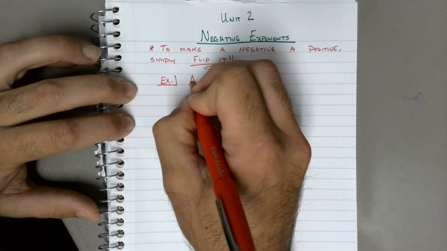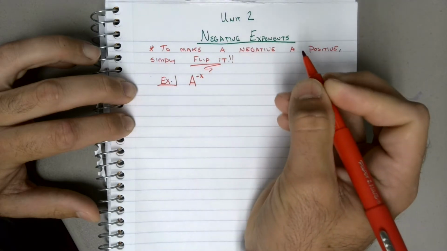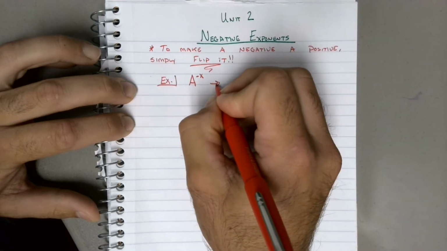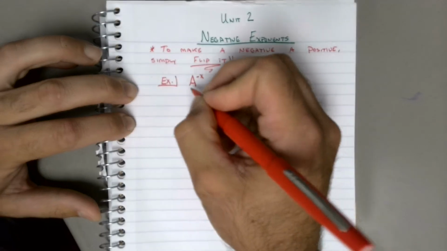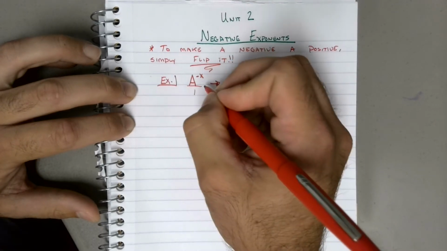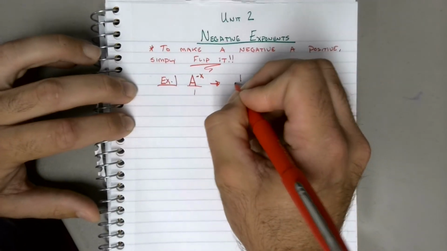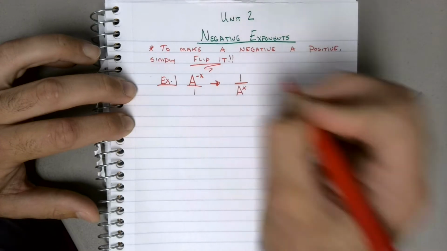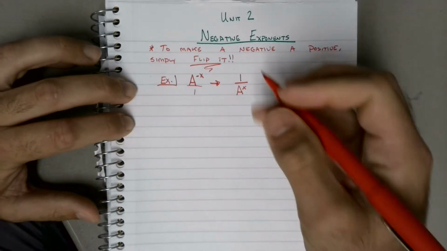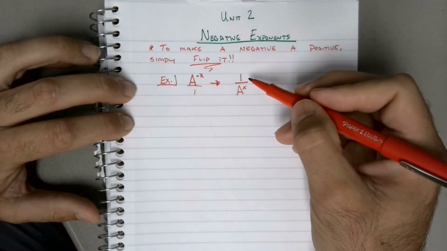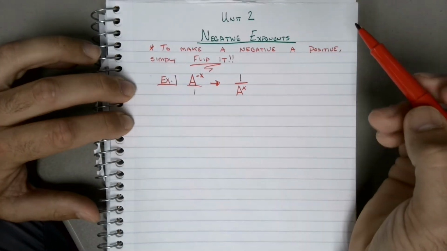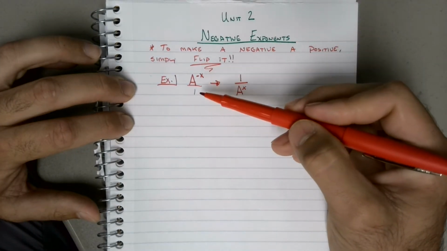let's say, a to the negative x power, okay, to make that positive, all I do is I flip it to the bottom. So I put that over 1, okay, and we would have 1 over a to the x power. And now it's positive, okay? So once you flip that, it makes it positive, all right? All you have to do is flip it.